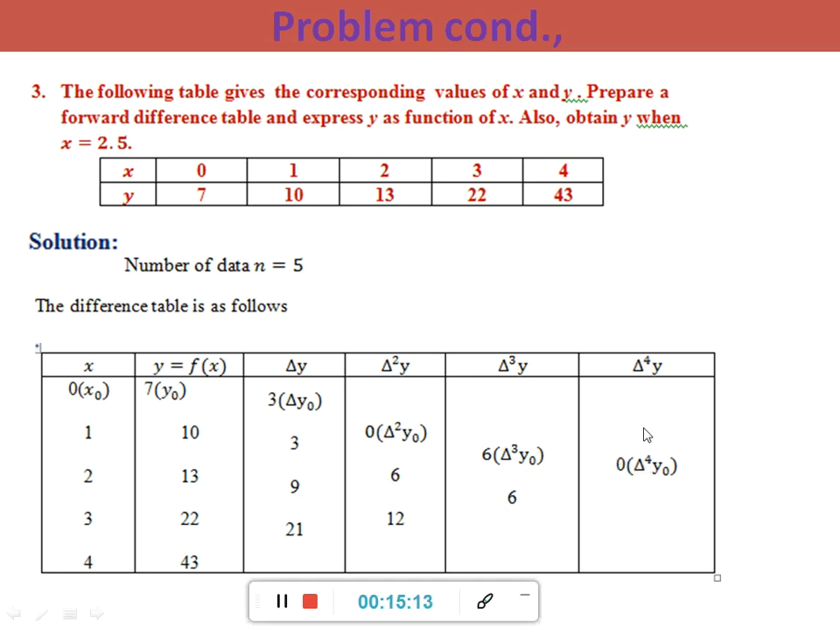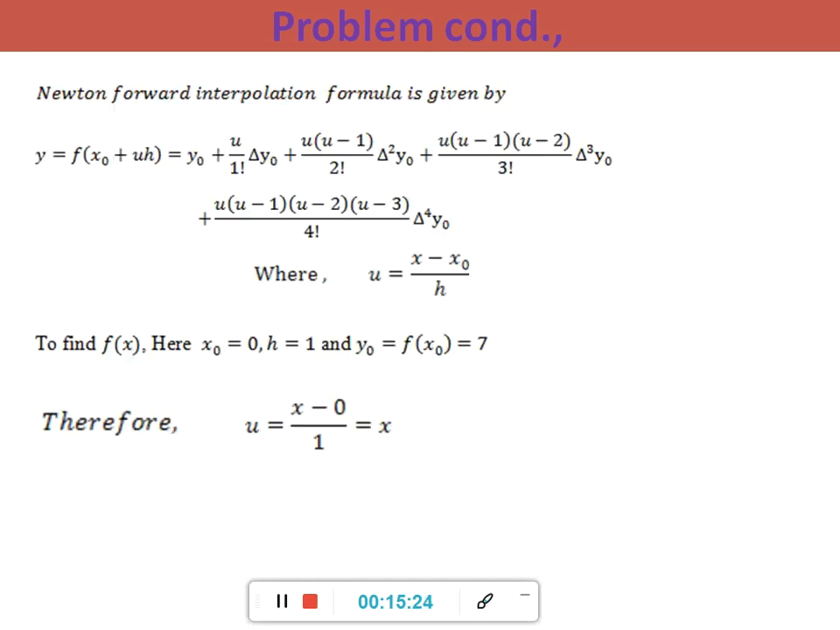See the fourth order difference here, it is 0. So the value exists only up to third order difference. So we are going to use forward difference formula only up to third order, right? Therefore, Newton forward interpolation formula is taken up to third order. Actually, the fourth order is 0 here.